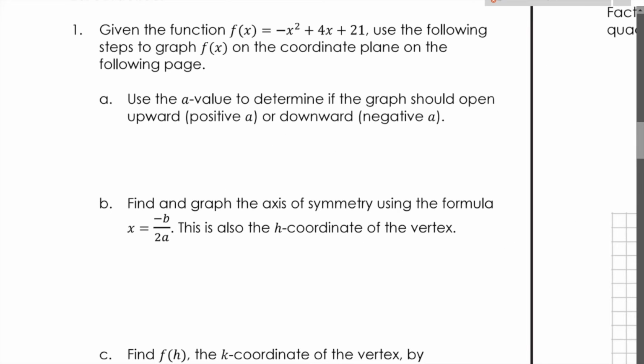Given the function f of x equals negative x squared plus 4x plus 21, use the following steps to graph f of x on the coordinate plane on the following page. The first thing, once again, we're going to determine if my a is negative or positive. Currently, a is -1. Therefore, it's going to be a downward graph, which means it's going to look like that. Okay, let's move on to step number 2.